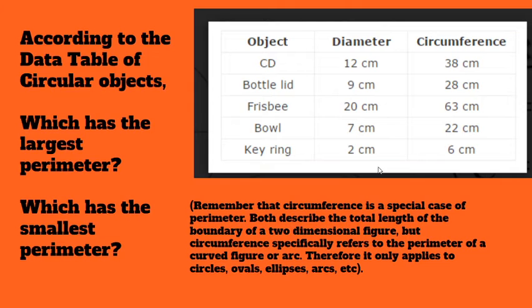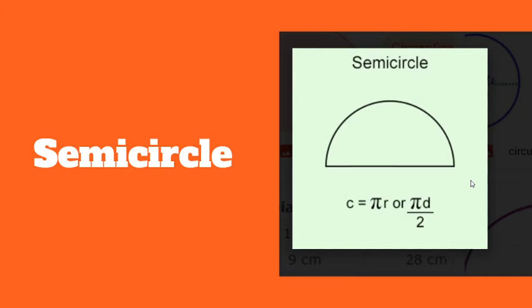So let's just say, for example, we have a whole bunch of diameters and circumferences that are put on a table. Okay, so we have a CD, we have a box lid, we have a frisbee, a bowl, a key ring, all these kinds of things are circular. According to the data table, circular objects, which has the largest perimeter, or the largest circumference? Which has the smallest circumference? Well, obviously, 63 is the largest, right? The frisbee has the largest circumference, and the smallest one would be the key ring. Okay, they're all in centimeters, so the 6 is the smallest number.